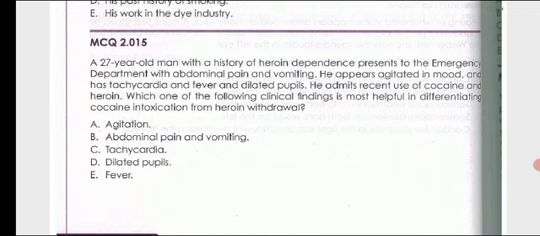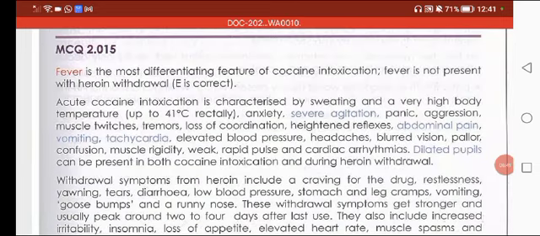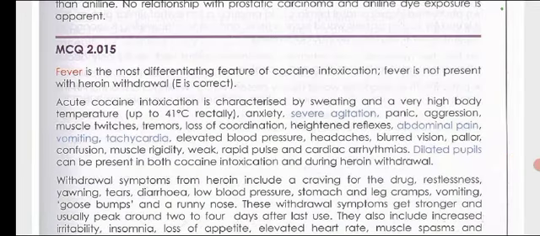So option A is agitation, B is abdominal pain and vomiting, C is tachycardia, D is dilated pupils, and E is fever. So fever is the most differentiating feature of cocaine intoxication. Fever is not present with heroin withdrawal. So fever is the correct answer.